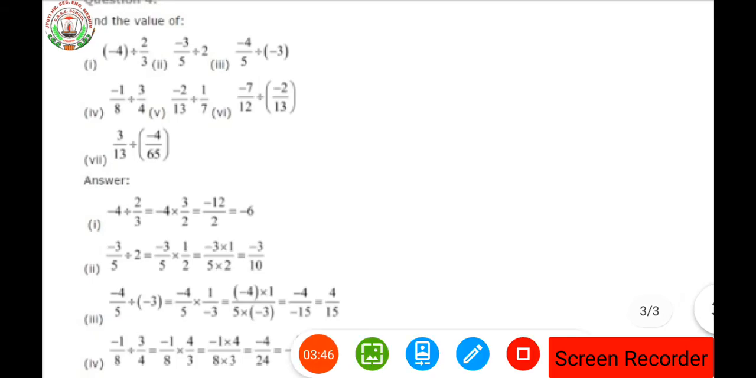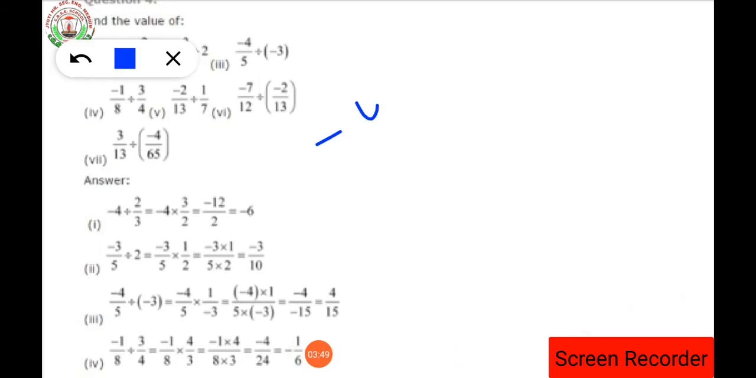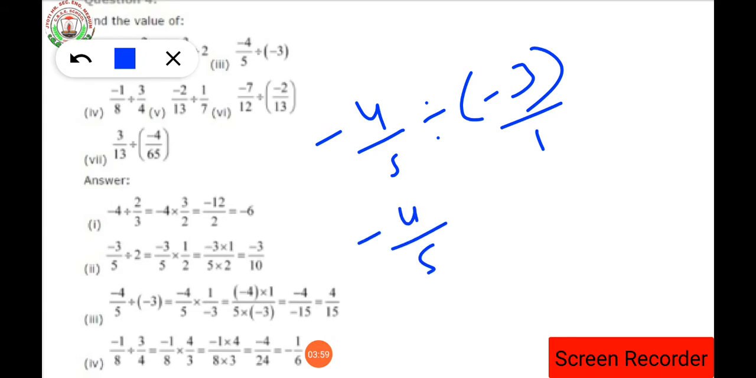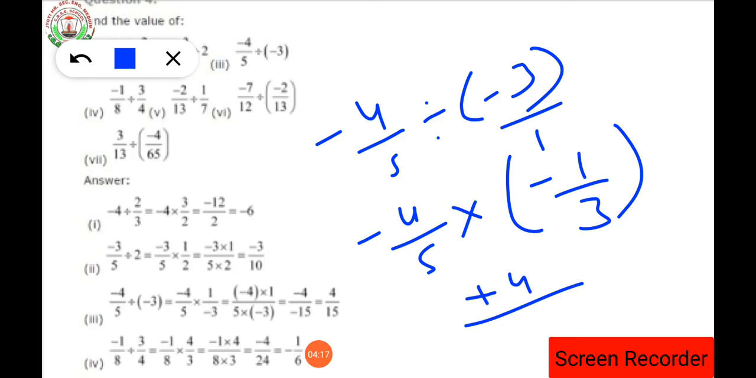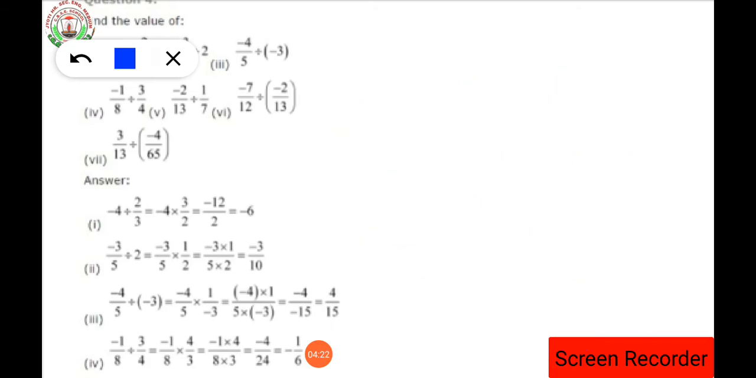Clear everyone? In the same way, let's see the third part. Minus 4 by 5 divided by minus 3 we are having, isn't it? Here nothing is present in the denominator, that means 1 will be there. In order to change divide into multiplication, the reciprocal will be done. So minus 3 upon 1 will be reciprocated as minus 1 upon 3. Clear? So minus 4 into minus 1 will be plus 4, 5 into 3 will be 15. So the answer is 4 upon 15.